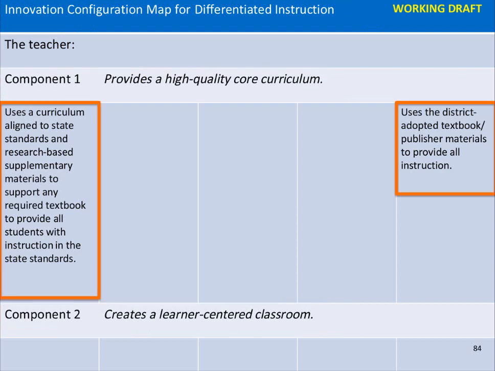So now looking more closely at the two variations, on the left we see a clear set of behaviors that describe what a teacher does to provide high-quality core curriculum. The teacher uses a curriculum that's aligned to state standards, and they also use research-based supplementary materials that support the required text. Over on the right, you see a description of a behavior that is less than ideal if the teacher is working to implement differentiated instruction. That being the teacher relying solely on the textbook and publisher materials to provide and guide all instruction.